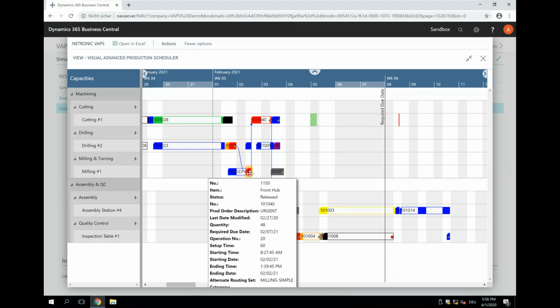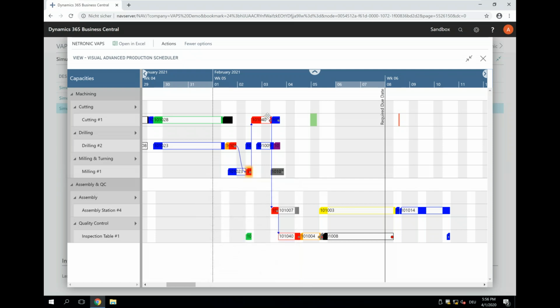But again, this is a bit of brute force because now it changed priorities, it changed sequences on all those machines after milling one.